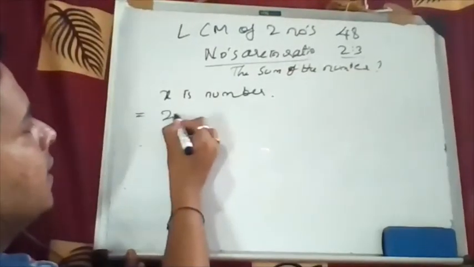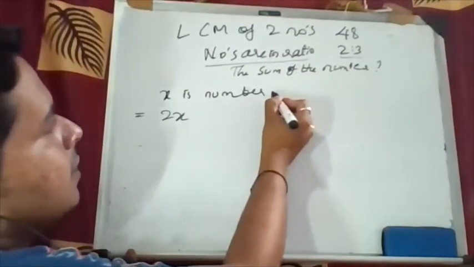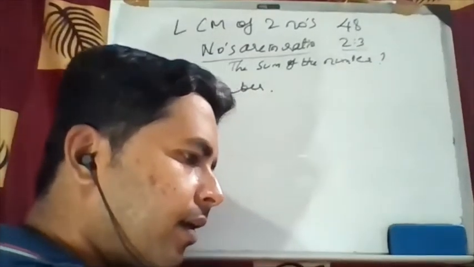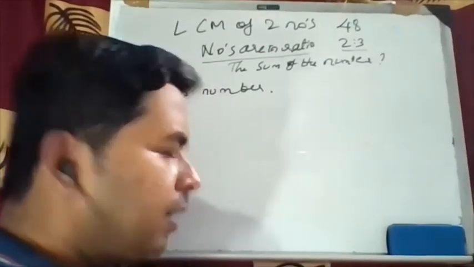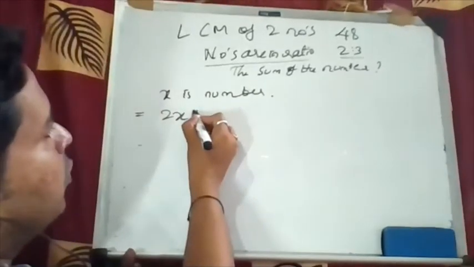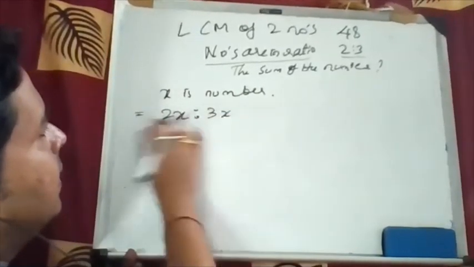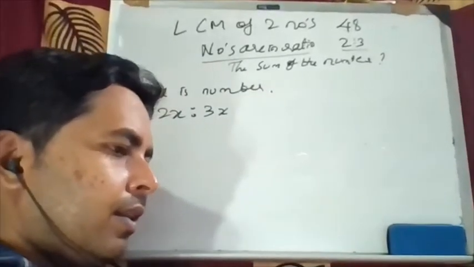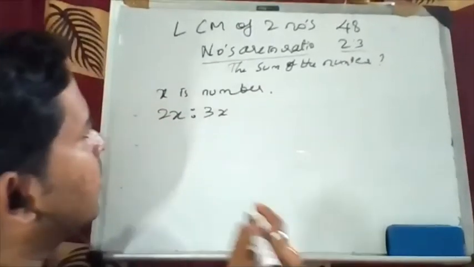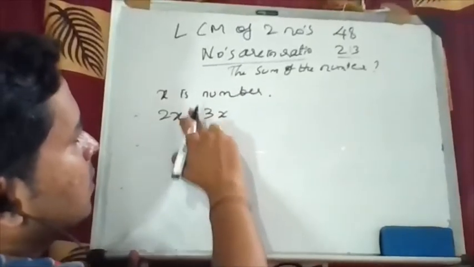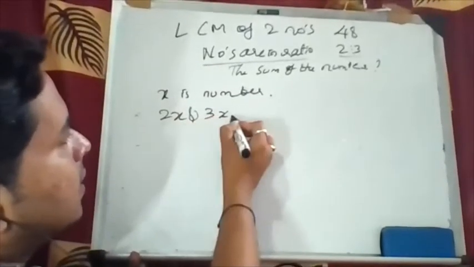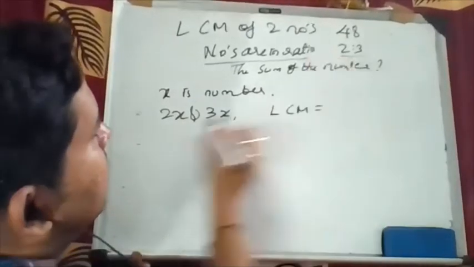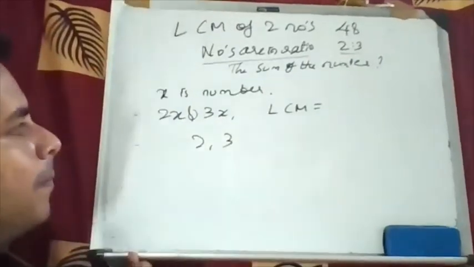X is a number, and here they say both the numbers are in the ratio. So what I'll take? I'll take both the numbers in the unknown value. So both are in the ratio 2x and 3x. Okay, 2x and 3x. And their LCM, what will happen? 2 and 3 का LCM क्या है?